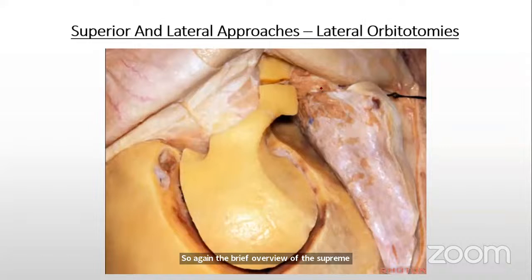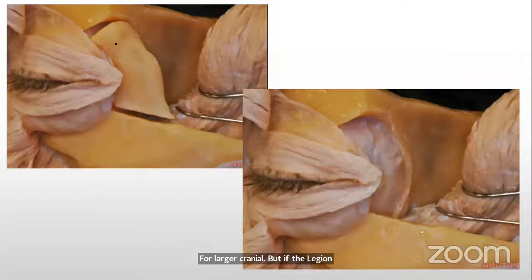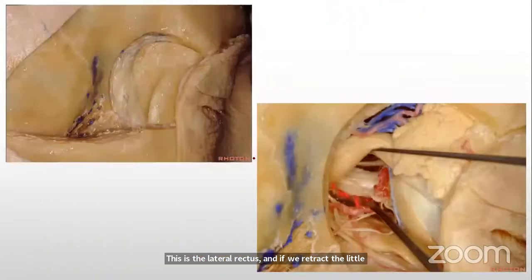If the lesion is large, we can go for larger craniotomies and orbitotomies, but if the lesion is small, we can go through a small lateral orbitotomy. And this is the exposure. This is quite a good exposure that a small lateral orbitotomy can give us. It's a lacrimal gland. This is the lateral rectus, and if we retract the lateral rectus, we can have the view of the entire internal structure.